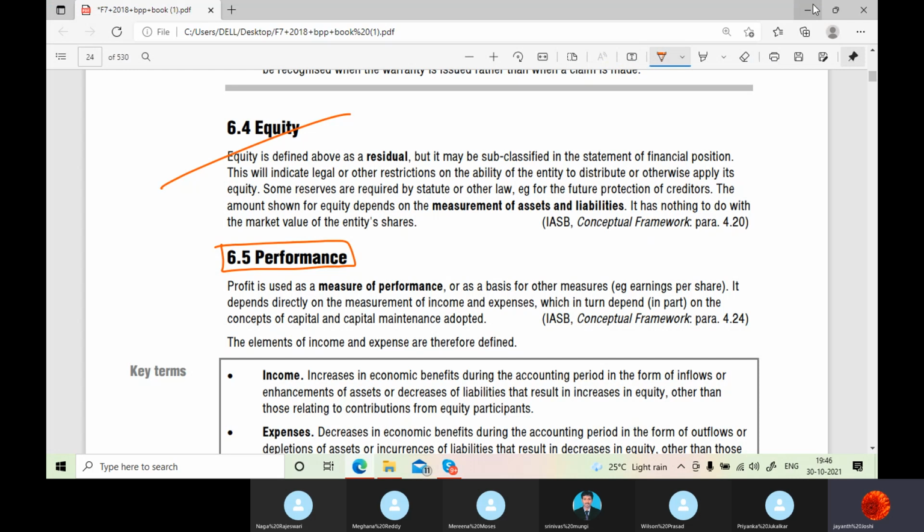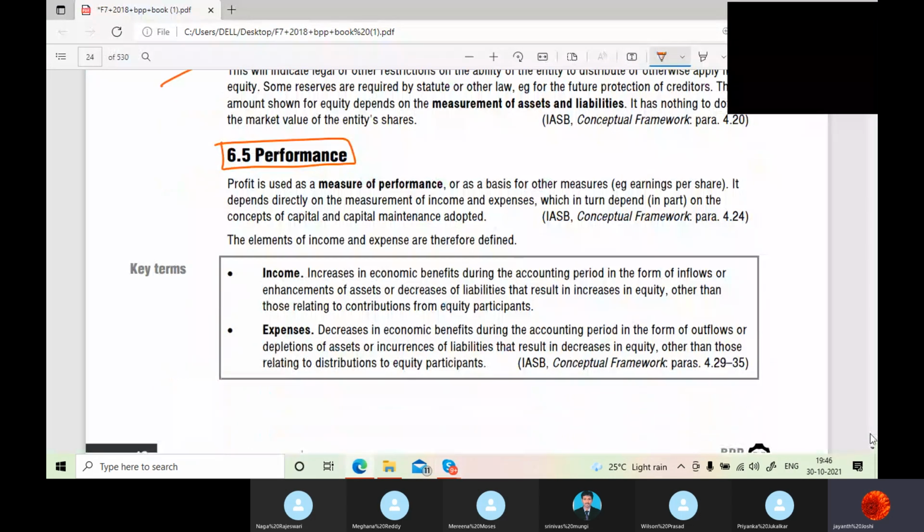So now we will start from this particular thing called performance. Every business is done with one motive, that is profit. And the profit can only be known if the company prepares the SOPL. If the company is in profits, that shows a positive performance. If the company is in losses, that shows a negative performance. So profit is used as a measure of performance or as a basis for other measures like EPS.